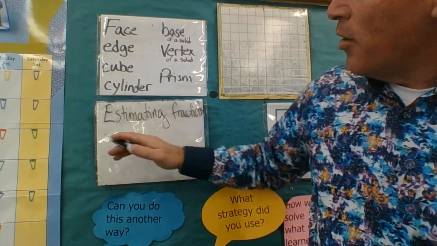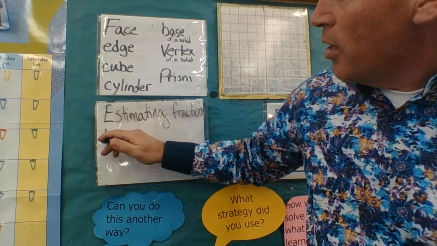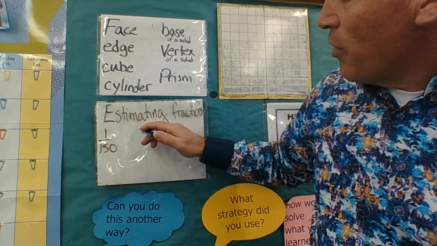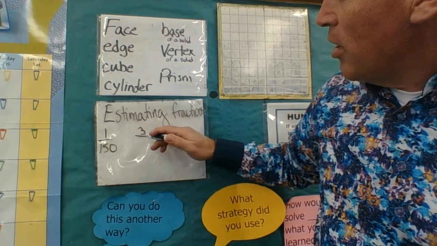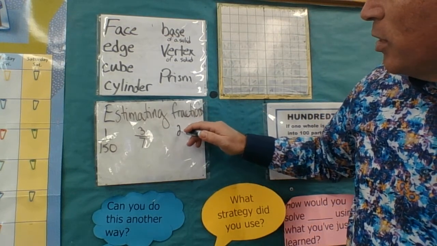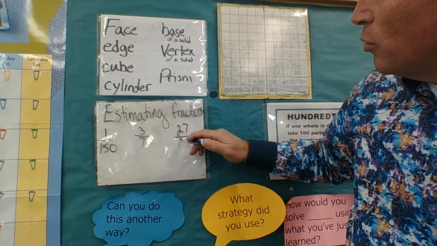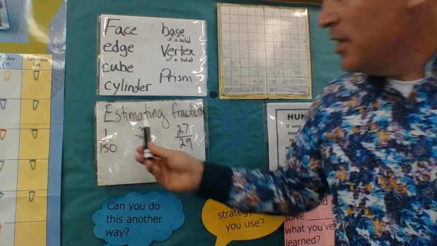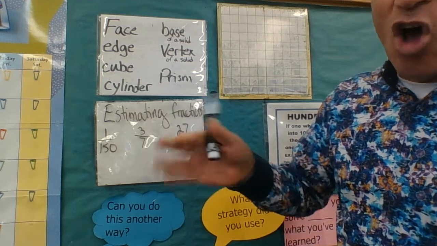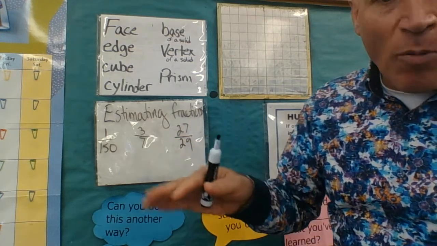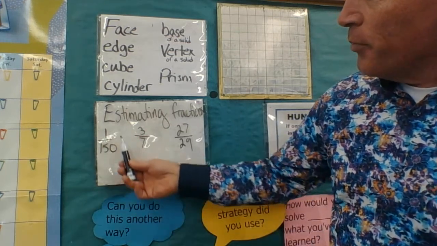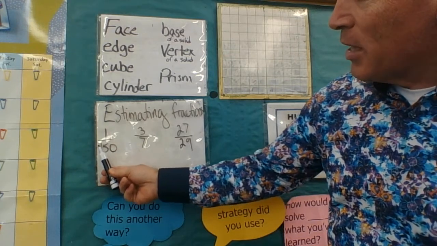So I want to give you a fraction here. I want to give you 1 over 150. And then I'm going to give you another fraction, 3 out of 7. And then I'm going to give you another fraction of 27 out of 29. Because these are going to be examples of the only way you estimate a fraction. When you estimate a fraction, you're just going to be saying it's almost nothing, it's almost a half, or it's almost a whole.